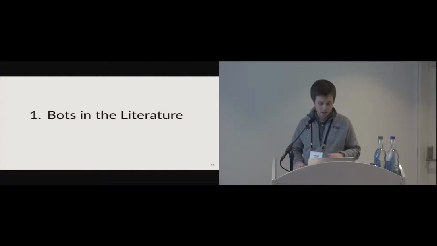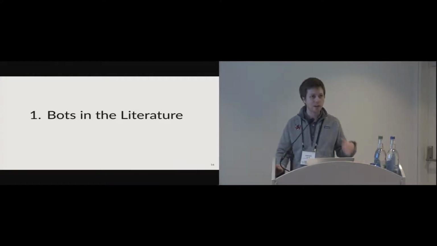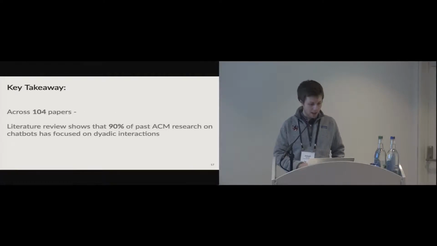So briefly, I'll talk about what we found in our literature review. The key takeaway is across 104 papers from the ACM Digital Library, we found that 90% of the past ACM research has focused on dyadic interactions. And I won't go into depth on the methods here, but they're in the paper.